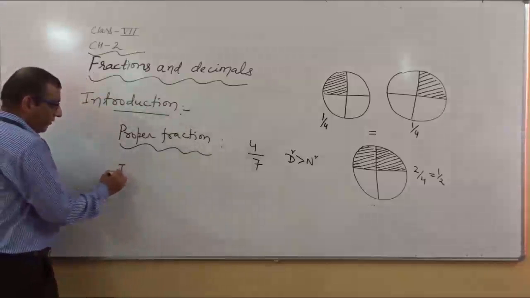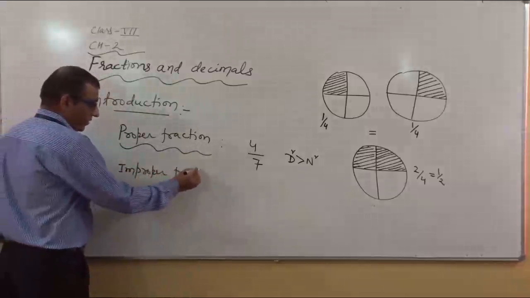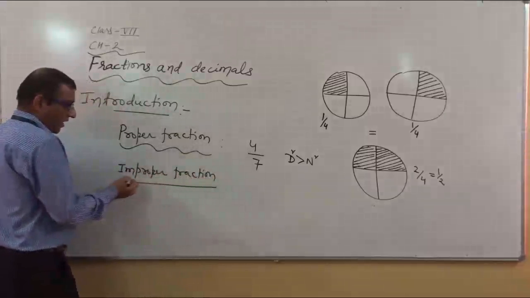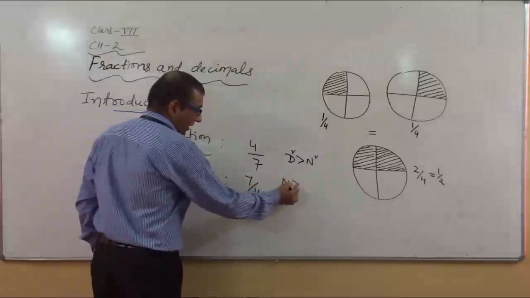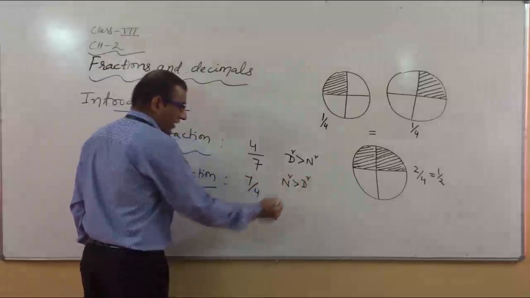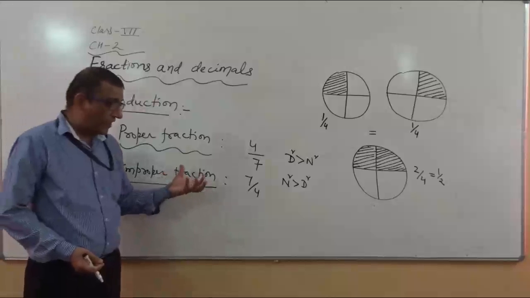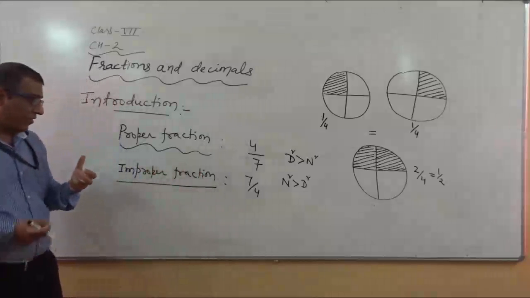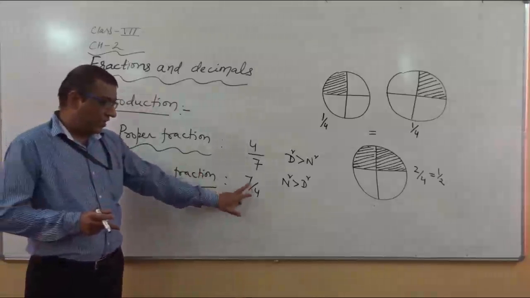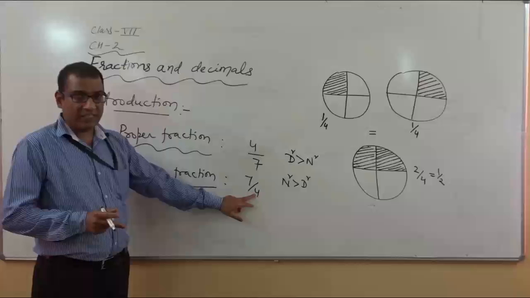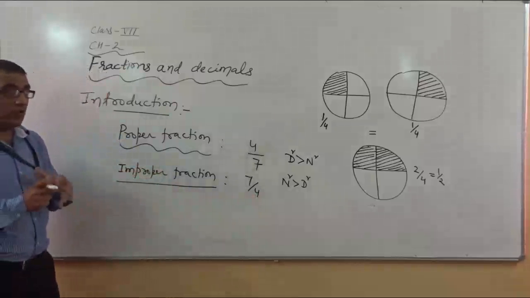Then we will come to the improper fraction. If I say 7 upon 4, it means the numerator is greater than the denominator. That type of fraction is known as an improper fraction. So what is the definition of an improper fraction? It is a combination of wholes. If you see 7 out of 4, it is not possible. That's why the definition of an improper fraction is that it is a combination of wholes.